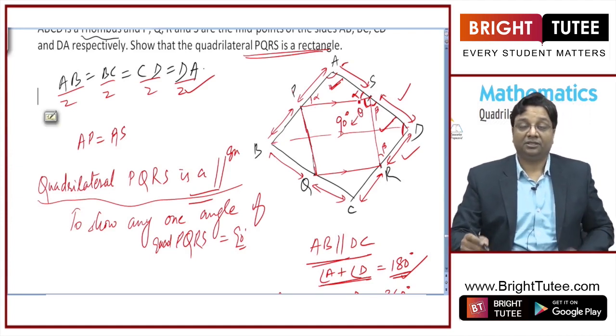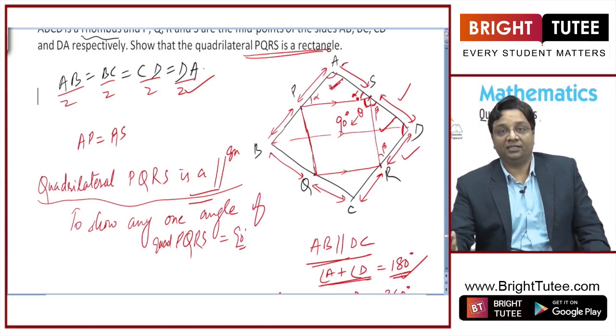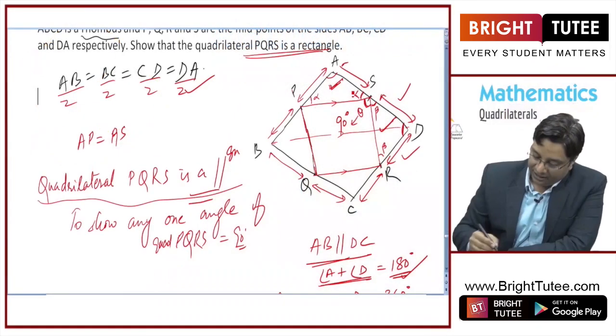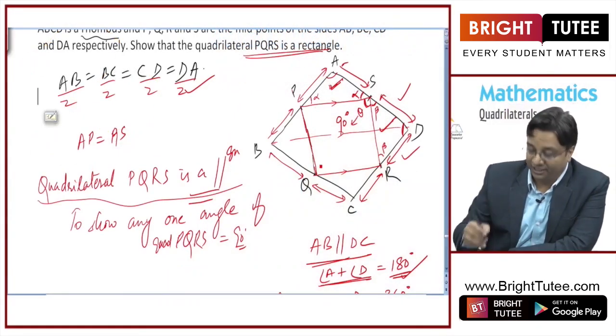Now some students might wonder why only one angle is 90 degrees, why not all angles? When you say that one angle of a parallelogram is 90 degrees, all other angles become 90 degrees automatically, you don't have to say that. So we are saying minimum things, so that we have to prove minimum things for a quadrilateral to become a parallelogram, right? Or a parallelogram to become a rectangle.